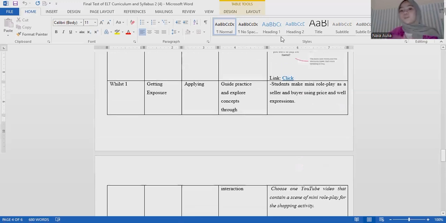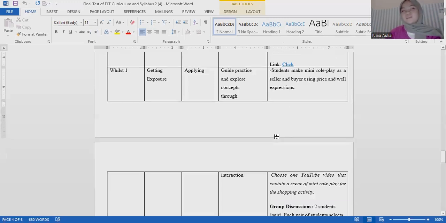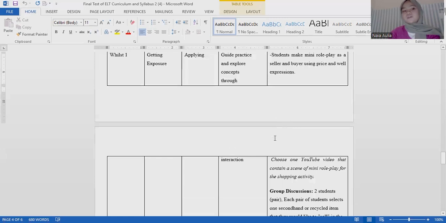This connects with my learning objective from before: students make a mini role play as a seller and buyer using price and wish expressions, to build their practice and explore what they want after that with the wish expressions. This also increases their speaking skills.